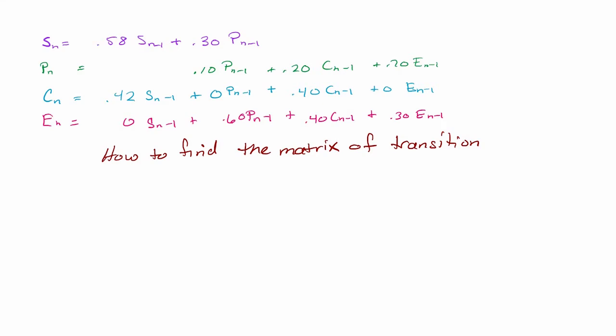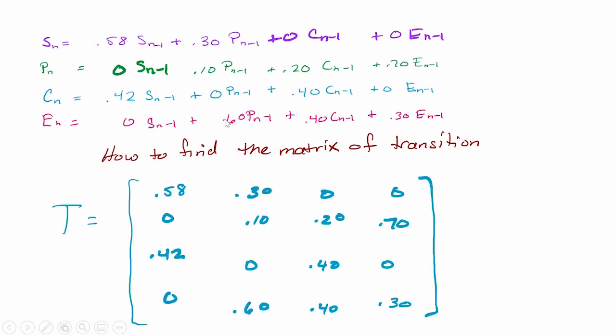And if you've done everything carefully to begin with, you should not have an issue writing down the matrix of transition. So I don't have my zeros here. I put them back up here. So I have all these coefficients lined up. And now the matrix of transition are exactly those coefficients.